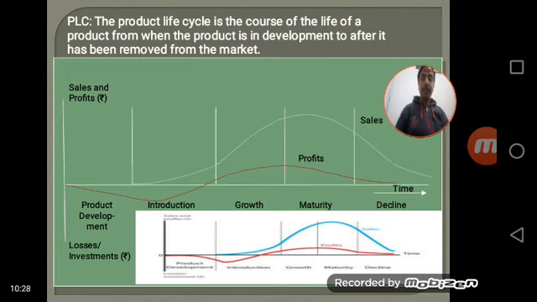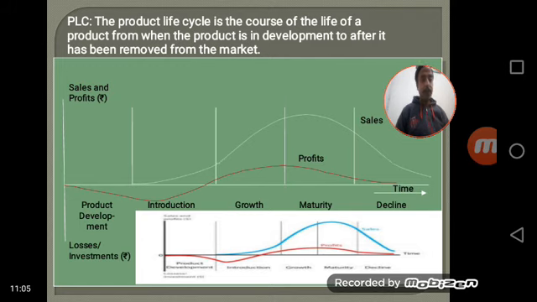Clear? So again I am repeating, in the product life cycle. So what is the product life cycle? The product life cycle is the lifespan of the product in one line. Clear? So there are five stages in the product life cycle. Product development is the first stage, introduction is the second stage, growth is the third stage, maturity is the fourth stage, and decline is the last stage. Clear? And there is a direct relationship between profit and sales.